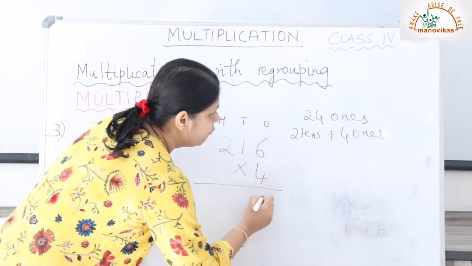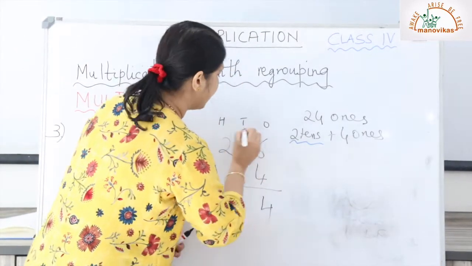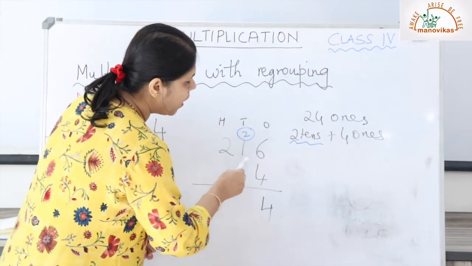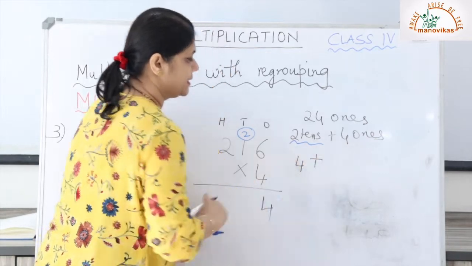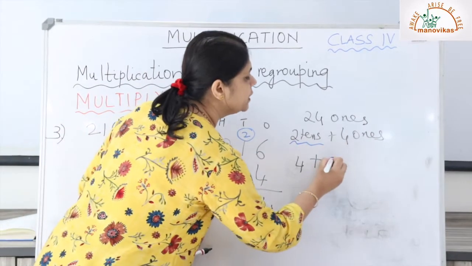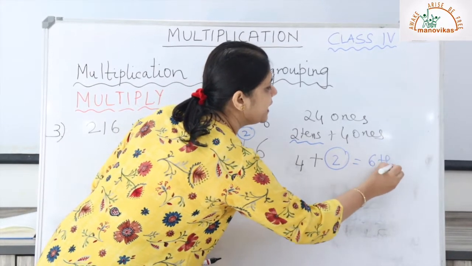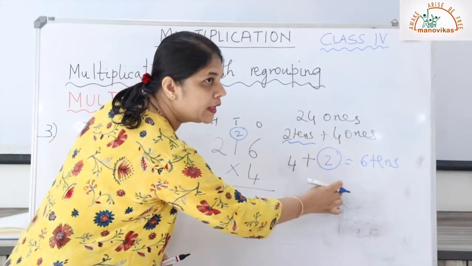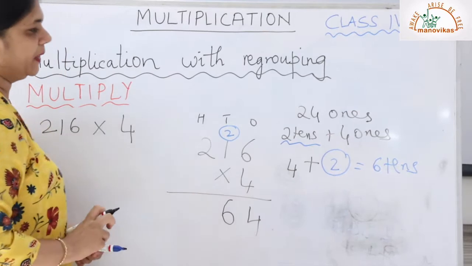Now 4 will come here, and where will 2 go? This 2 will be carried over in the tens place. Now 4 ones is how much, children? 4, right? Plus, do not forget 2 is a carryover, equals to 6 tens. How much it is? 6 tens. So is there any carryover here? No. So you will write 6 in the tens place.